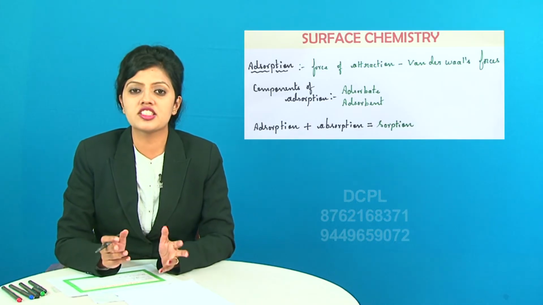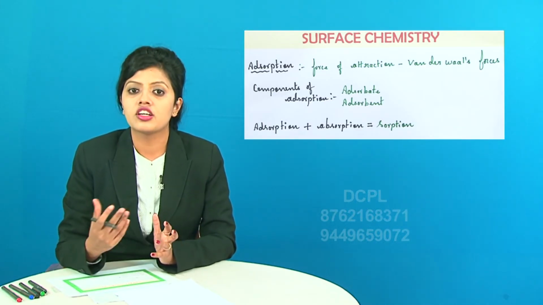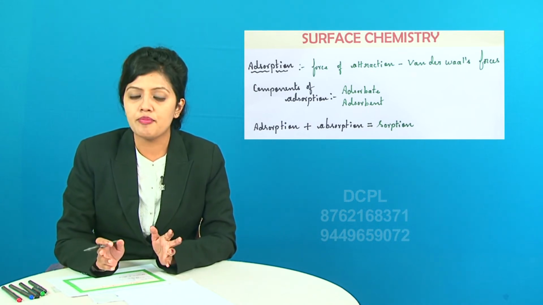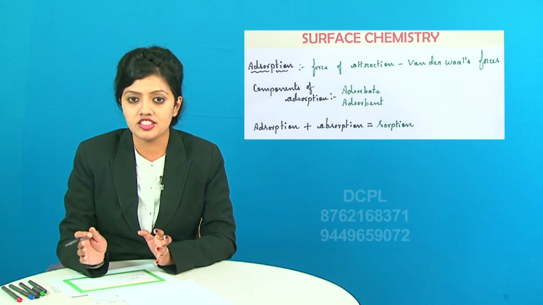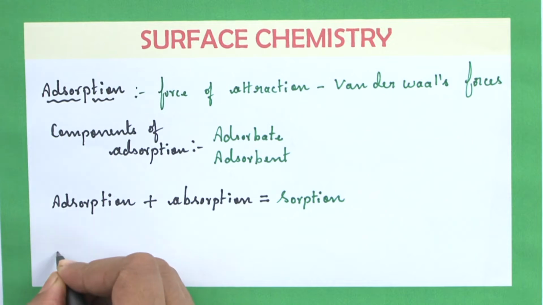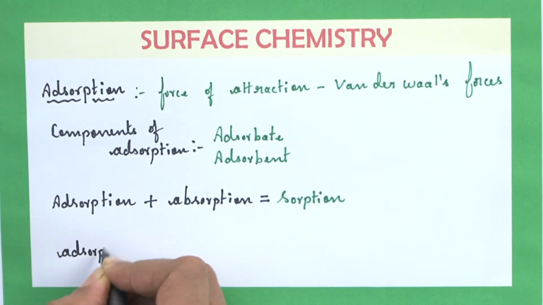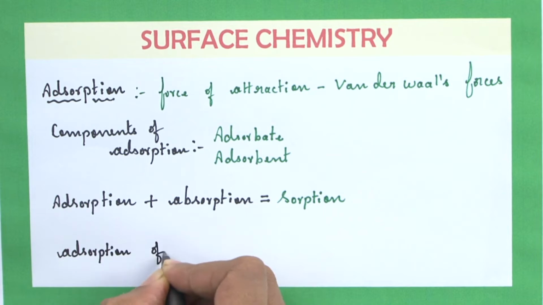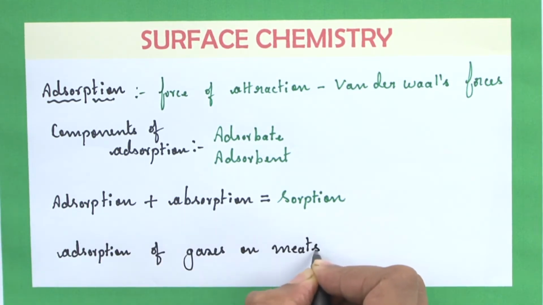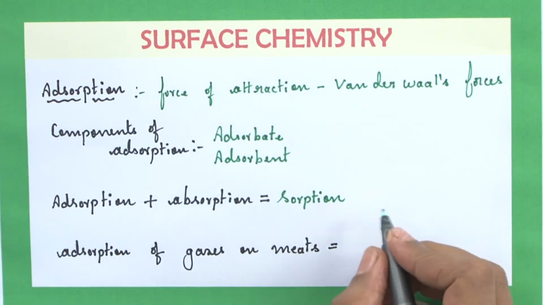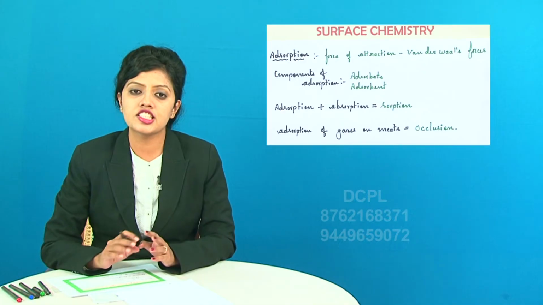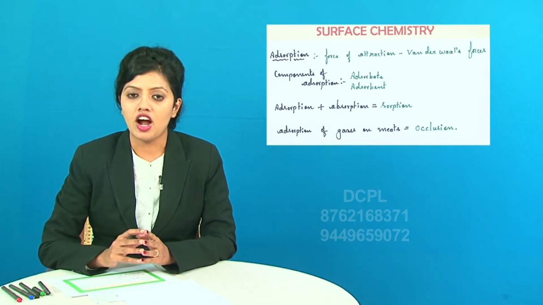In general, we will be discussing the adsorption of gas molecules or liquid molecules on the surface of solids. Apart from this, the adsorption of gases on the surface of metals is called occlusion. The adsorption of gases on metals is called occlusion. This is a brief introduction to the topic adsorption.